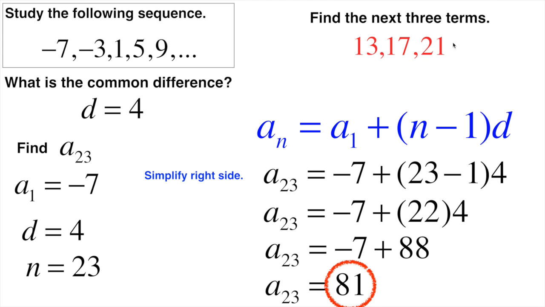And that's much faster than trying to write down each one of these, labeling each one underneath, and continually adding 4 to each one. This is a much, much more efficient way to do this.